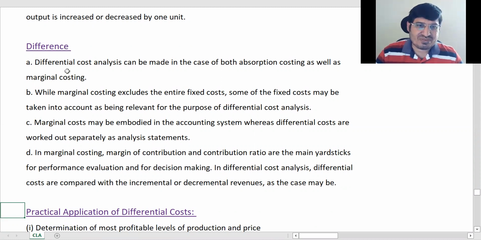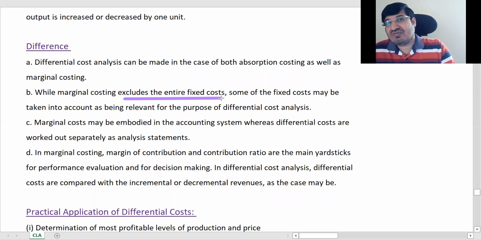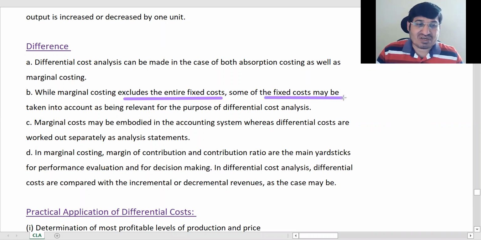Now, marginal costing excludes the entire fixed cost, correct? Till the contribution stage, there is no fixed cost which is seen. So when you take decisions, you would have seen we don't consider fixed cost. We only see the impact of contribution and the profit volume ratio. But in differential cost, sometimes some part of the fixed cost may be taken into account as being relevant.